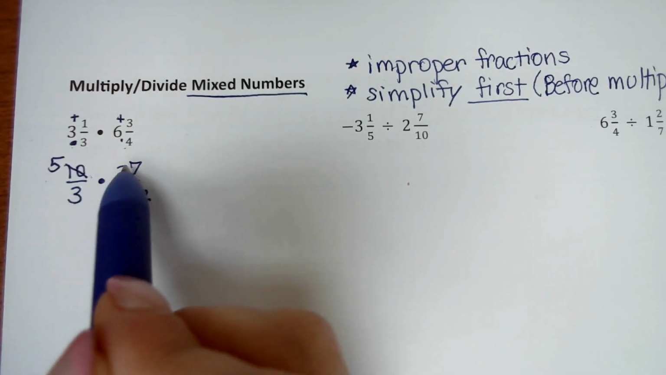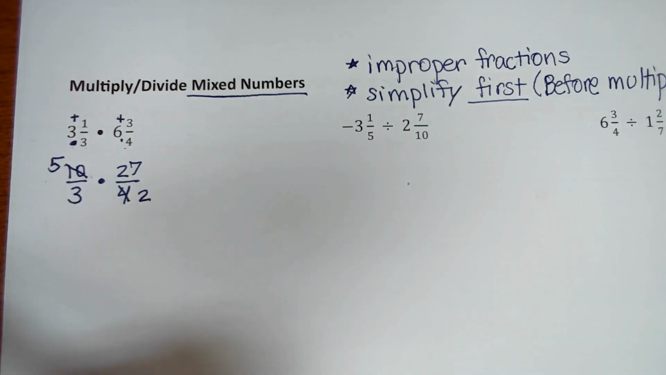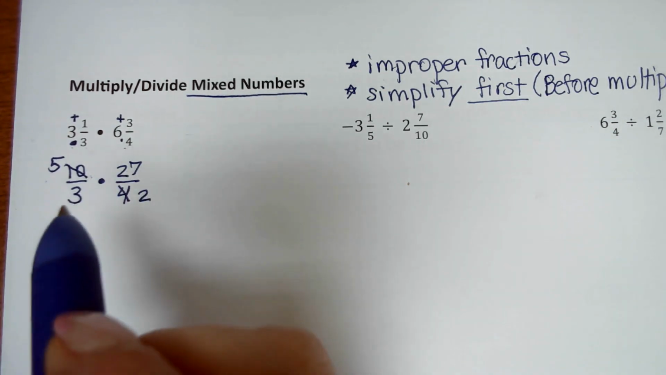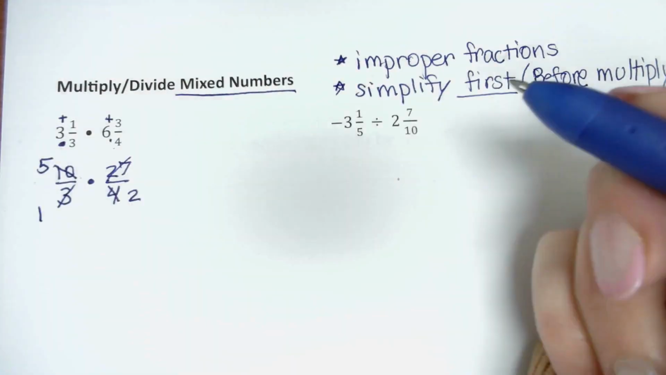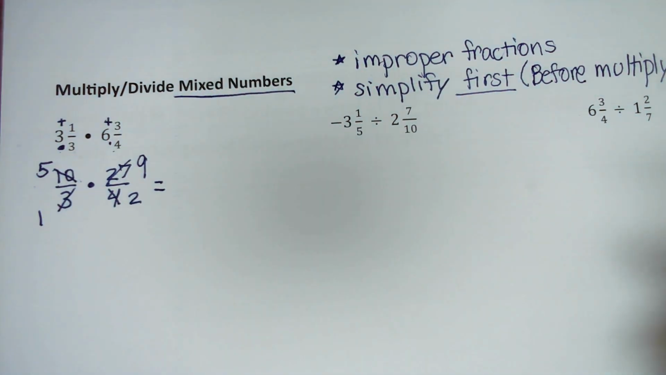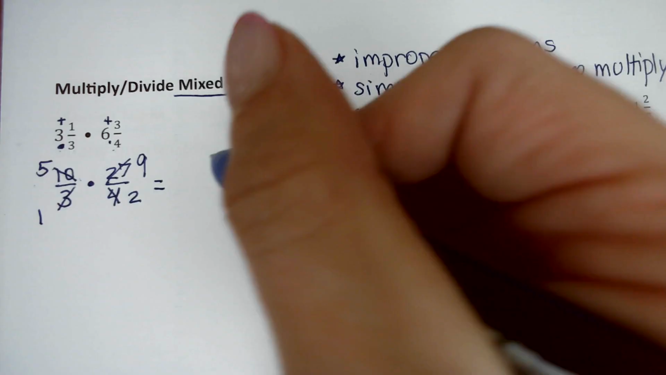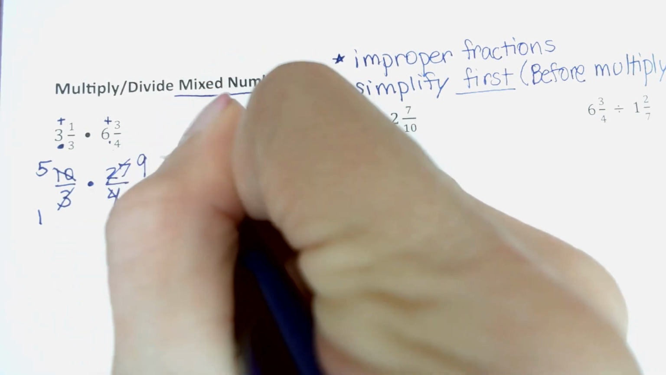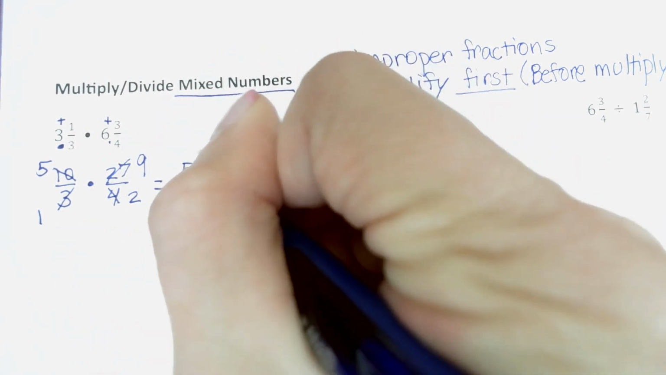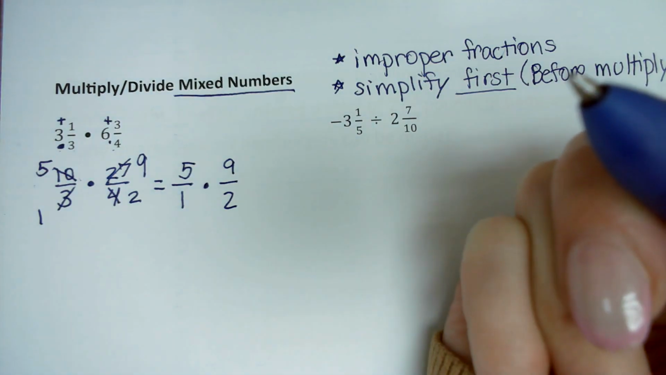And then we're going to look at the other diagonal, 3 and 27. They can both be divided by 3. 3 divided by 3 is 1. 27 divided by 3 is 9. So our new fractions, always rewrite them so you don't make any mistakes. Our new fractions are 5 over 1 times 9 over 2.